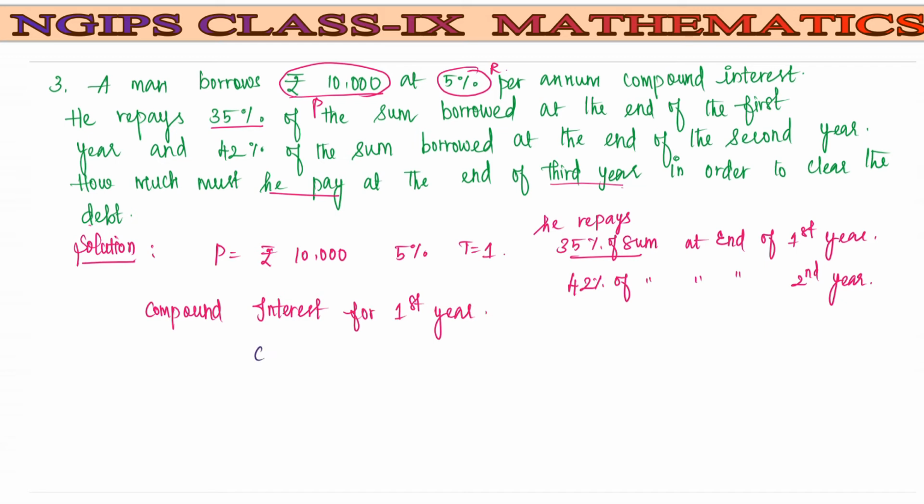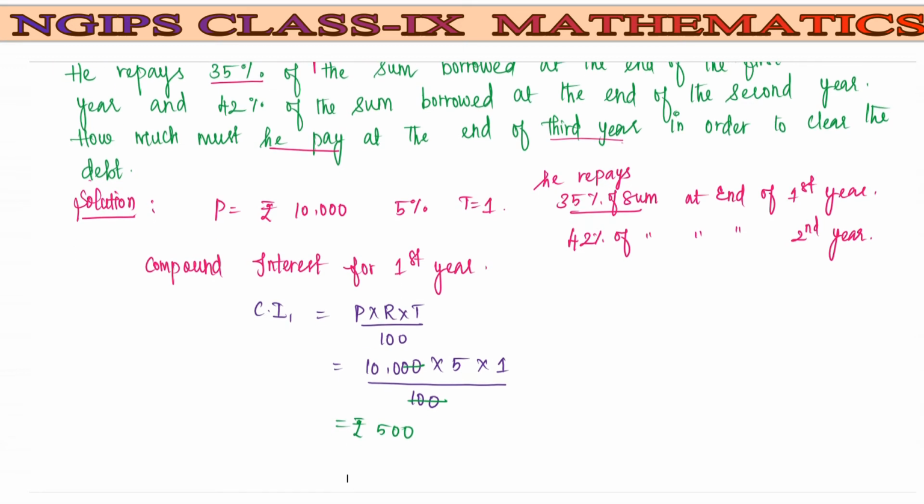Compound interest for the first year is equal to P into R into T divided by 100. So we have principal 10,000 and rate 5%, time period 1 year, divided by 100. Now 2 zeros and 2 zeros get cancelled, so 500 rupees. So this is the compound interest for the first year.